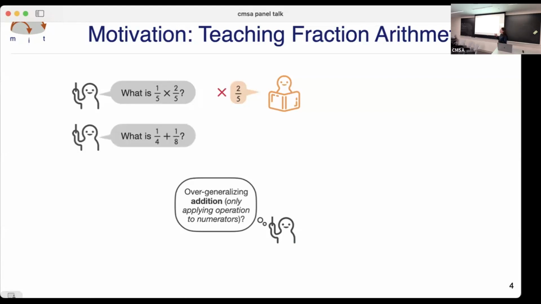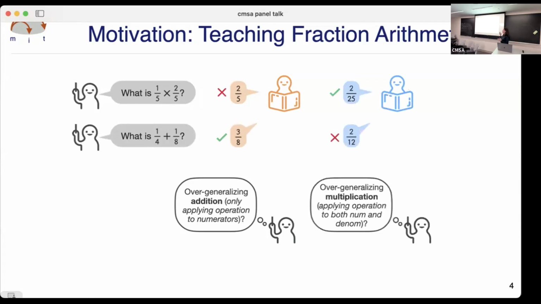Now you might try to validate this hypothesis. So maybe you'd ask, what's 1/4 plus 1/8? And the student says correctly 3/8. This seems to support the current working hypothesis. Now let's say another student got this first question correct. So 1/5 times 2/5 is 2/25, but said 2/12 for the second problem. Well, it seems like this student might be overgeneralizing the procedure for multiplication, so applying the operation to both the numerator and denominator, which you're not supposed to do for multiplication.